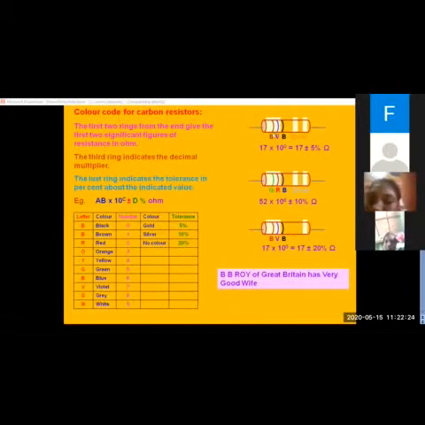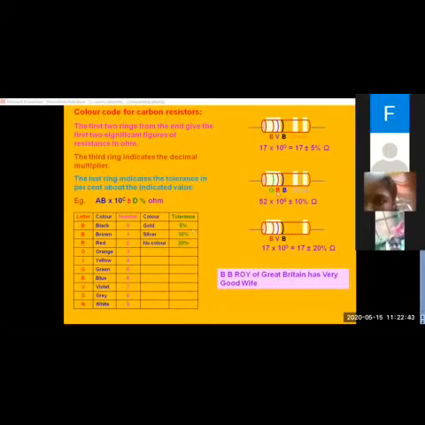So here you have to interpret the value. Brown, violet, black. What does the value mean? 17 into 10 to the power of 0. 10 to the power of 0 is 1. So 17 into 1 will give you 17. And since it's gold, tolerance is plus or minus 5%.